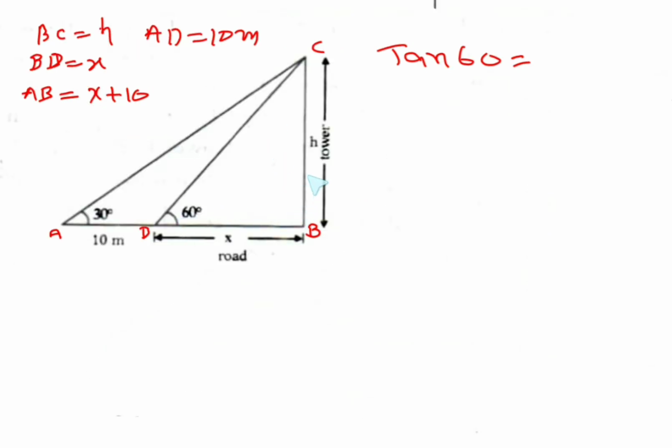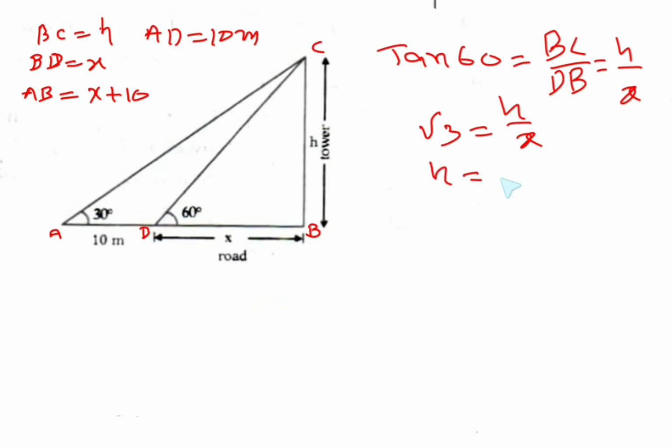Tan 60 degrees is equal to h by x. That means the opposite side BC by DB is equal to h by x. We know that tan 60 is root 3. Root 3 is equal to h by x, from this we can write h is equal to root 3 x. This is equation number 1.